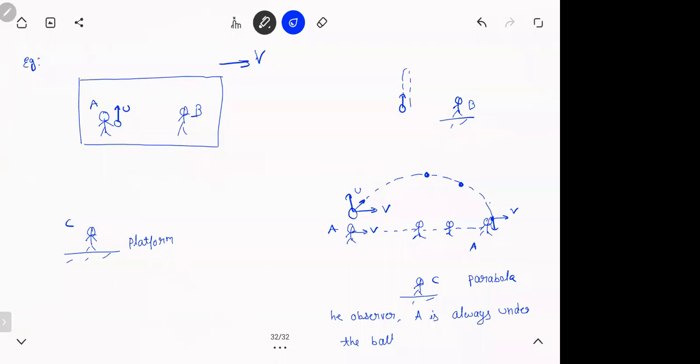If they ask you to find the time taken to reach the ground, it will be 2u/g. Do it in B's frame. Why do you want to do the parabola thing? The time taken to reach the ground will be the same whether you're on the train or on the platform. Anyway, don't worry too much about it. I'm just giving an example. We'll be seeing things like this. But it's a pretty interesting thing. Person A's hand will always be under the ball. That's what you'll see from the ground frame.